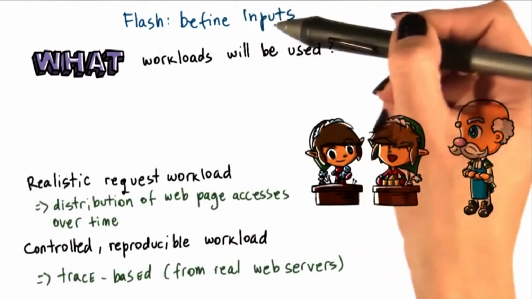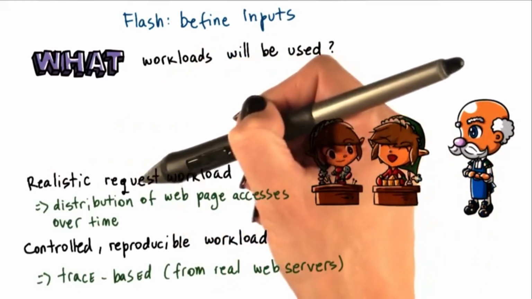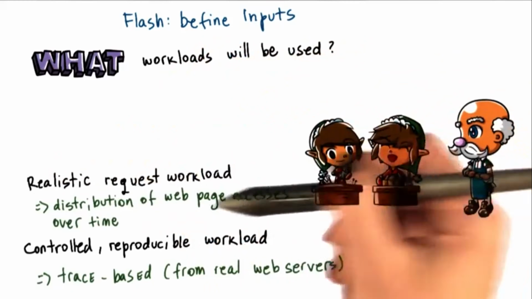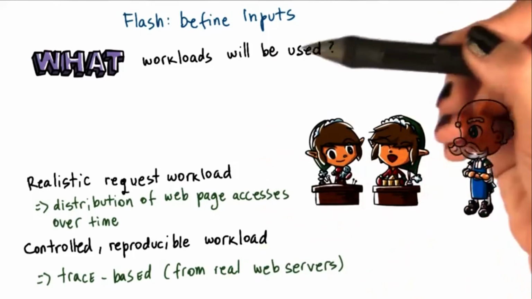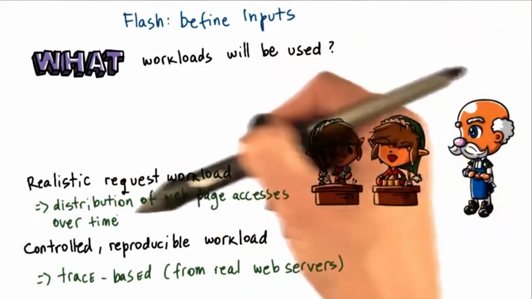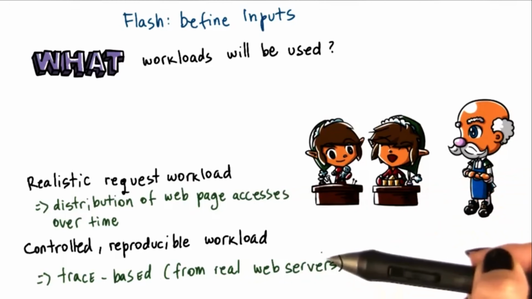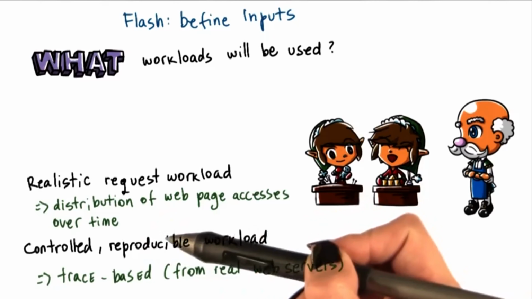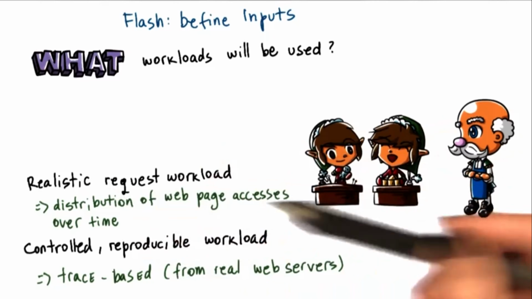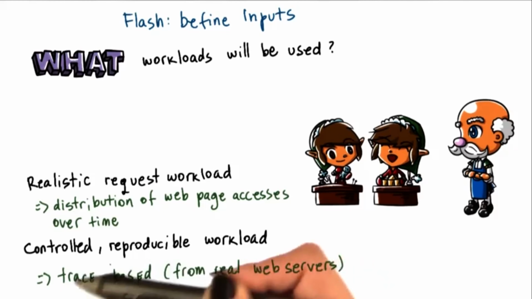To define useful inputs, they wanted workloads that represent a realistic sequence of requests, because that's what will capture a distribution of web page accesses. But they wanted to be able to reproduce, to repeat the experiment with the same pattern of accesses. Therefore, they used a trace-based approach where they gathered traces from real web servers, and then they replayed those traces so as to be able to repeat the experiment with a different implementation, so that every single one of the implementations can be evaluated against the same trace.